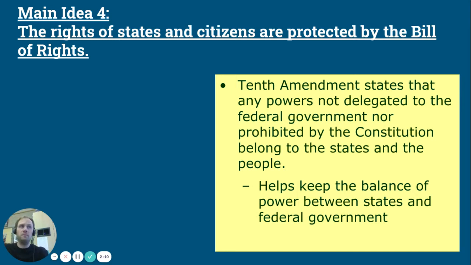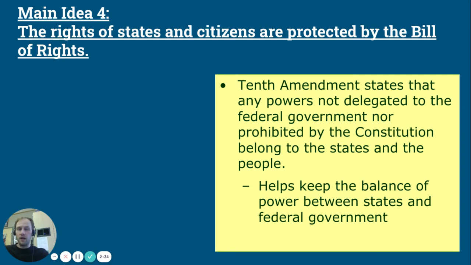The 10th Amendment makes it clear that any powers not either delegated or given to the federal government or prohibited to the states then belong to the states and the people. Okay? Thus, the last amendment in the Bill of Rights protects citizens' rights, and it helps to keep the balance of power between federal and state government.